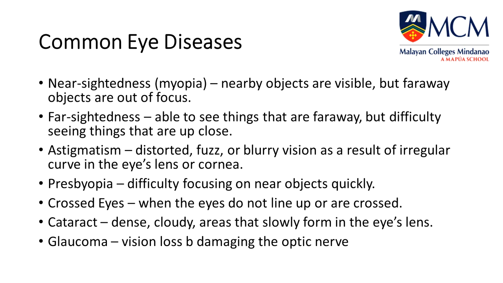So common eye diseases, just to explain: nearsightedness or myopia, wherein nearby objects are visible but far away objects are out of focus. That's why there are nearsighted people. Also farsighted people or farsightedness, able to see things that are far away but have difficulty seeing things that are up close. So there are people who are farsighted, wherein they experience difficulty seeing things that are up close.